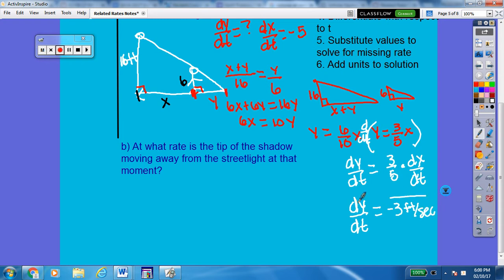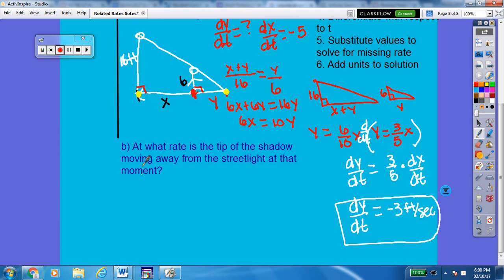Alright. So that's letter A. Letter B is, at what rate is the tip of the shadow moving away from the street light at that moment? So now what they're asking you to do is to consider the distance between the tip of the shadow and the street light, and to say, how fast is the shadow moving away from the street lamp. And for sure the length of the shadow is changing at this rate, -3 feet per second. And the man is walking at -5 feet per second.